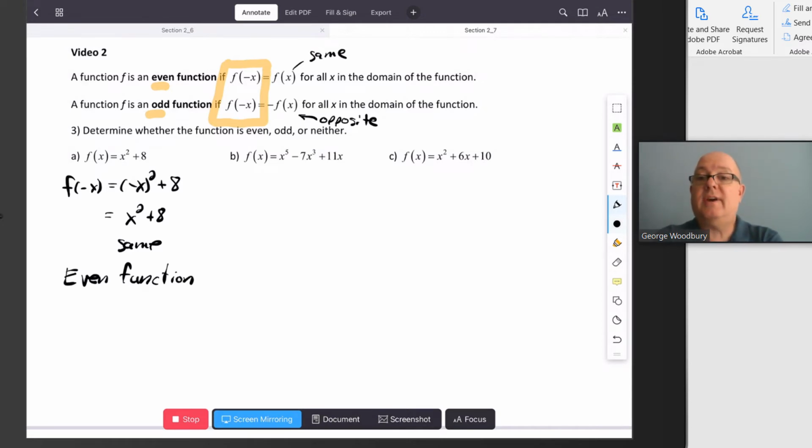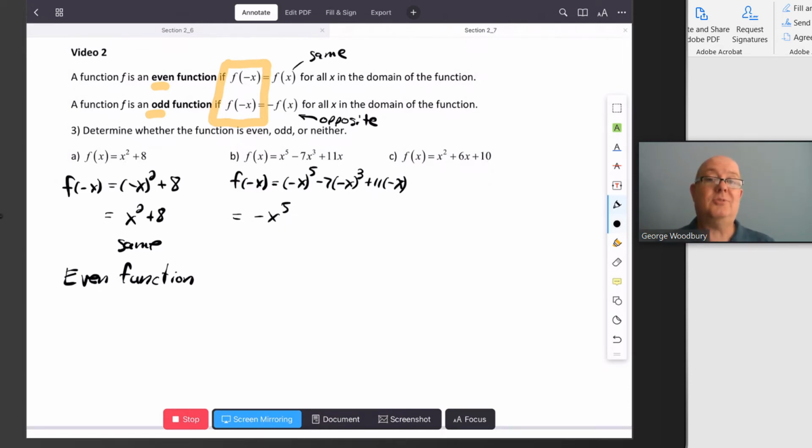The next one, f of x equals x to the fifth power minus 7x cubed plus 11x. F of negative x equals negative x raised to the fifth power minus 7 times negative x to the third power plus 11 times negative x. Negative x to the fifth power, we've got a negative sign being used as a factor 5 times. Two negatives, one is left. This is going to be negative x to the fifth power.